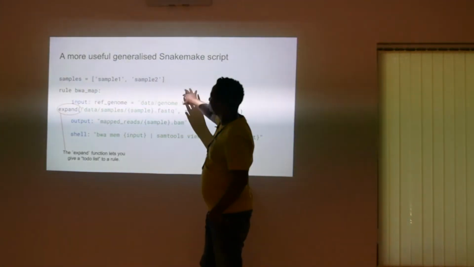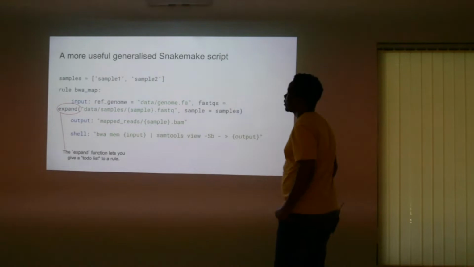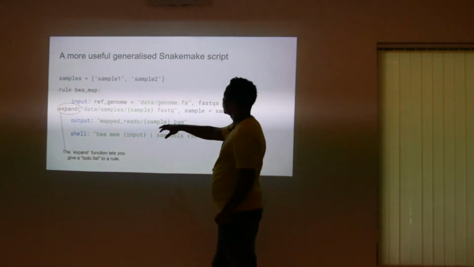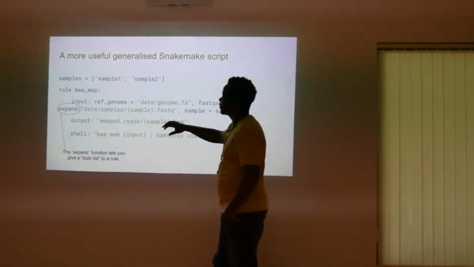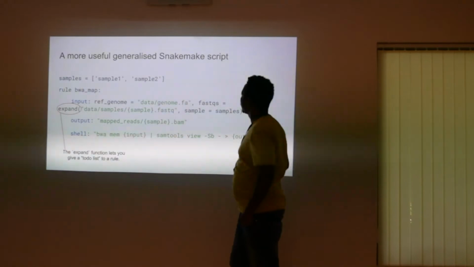Sample one, sample two, and so on. And they're in sort of a vector or an array. And we got our rule, and our input is a ref genome. So we've specified ref genome, we've provided what the ref genome is.